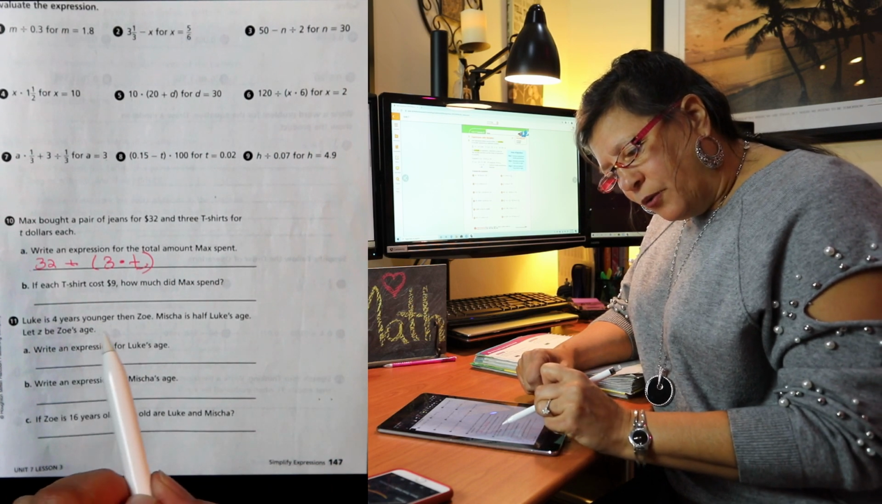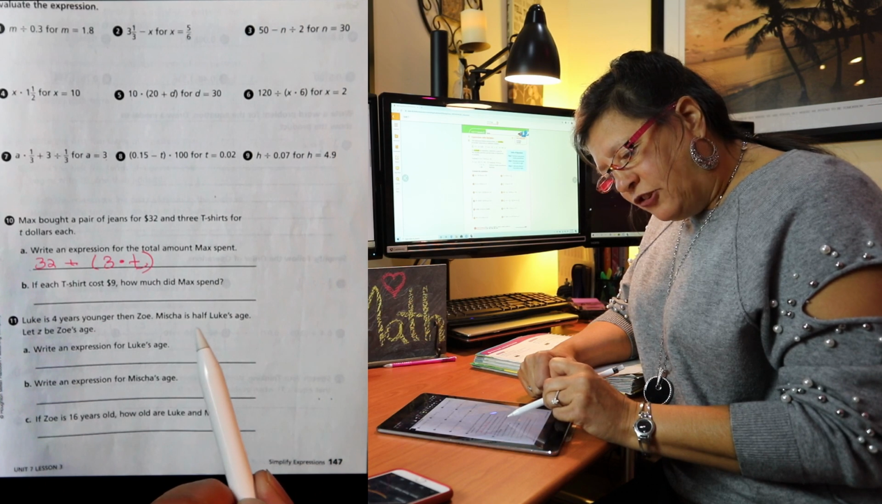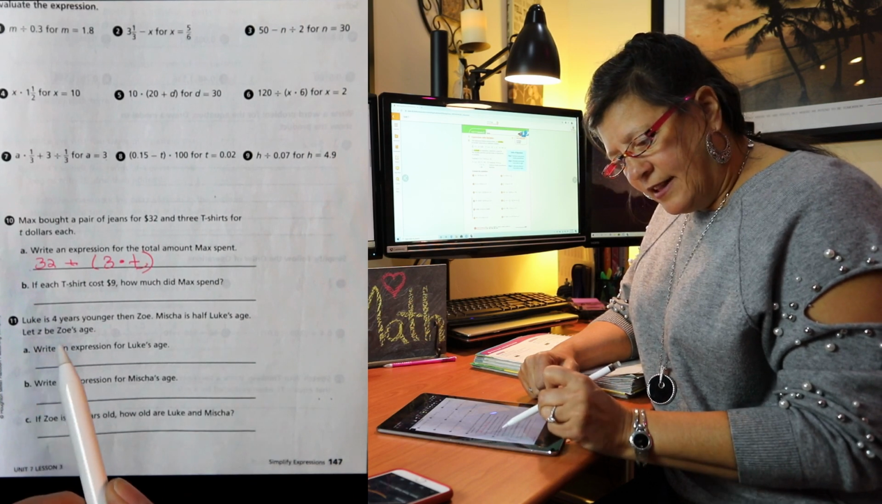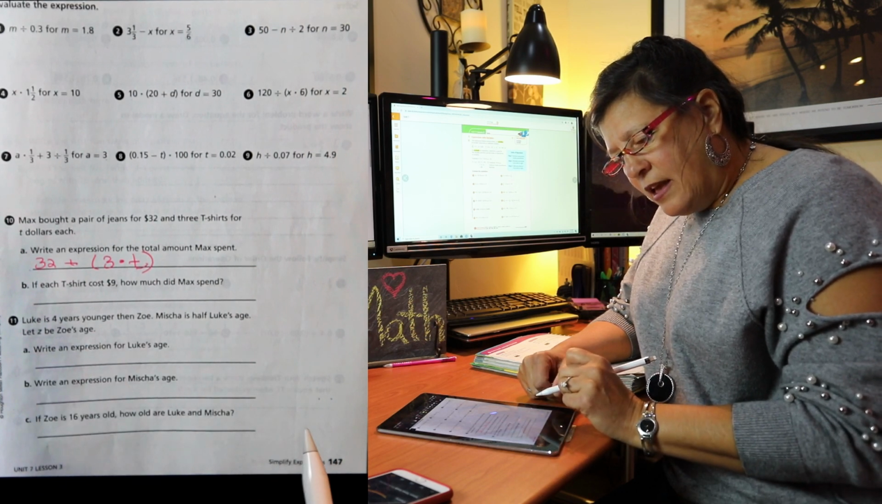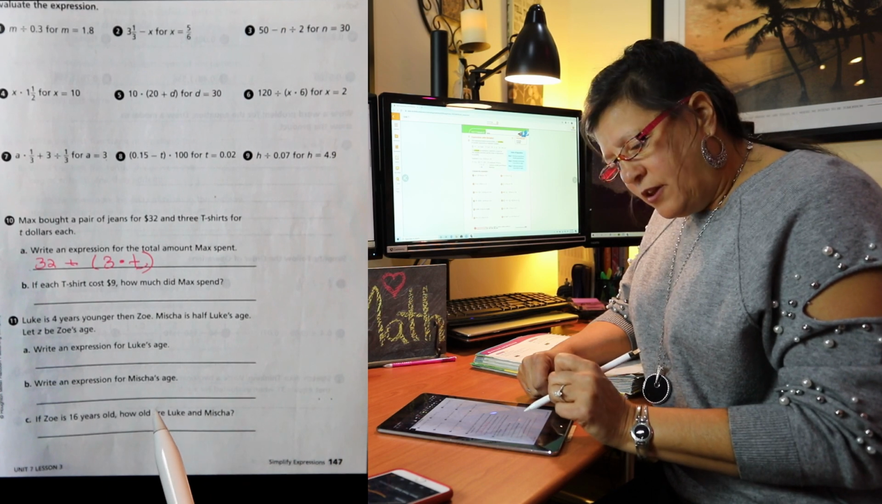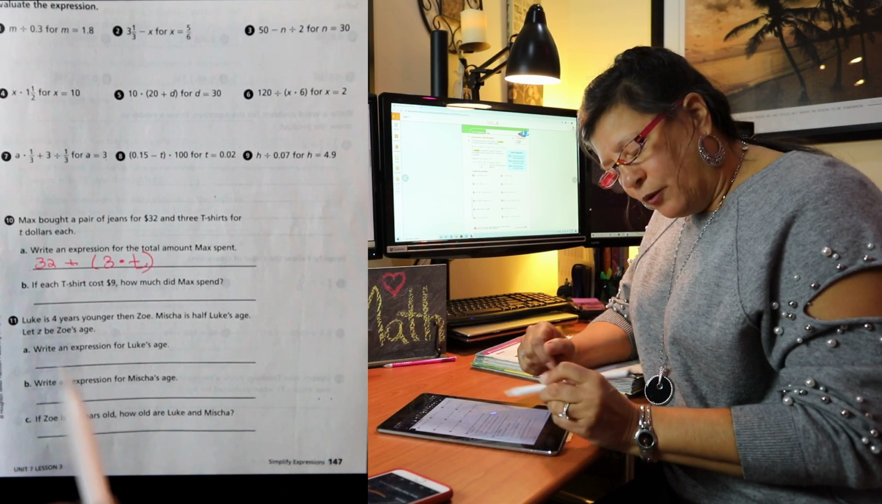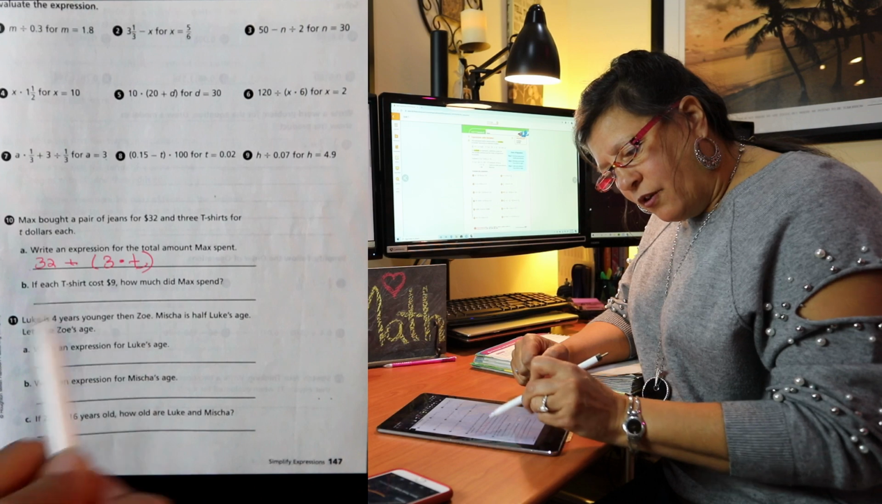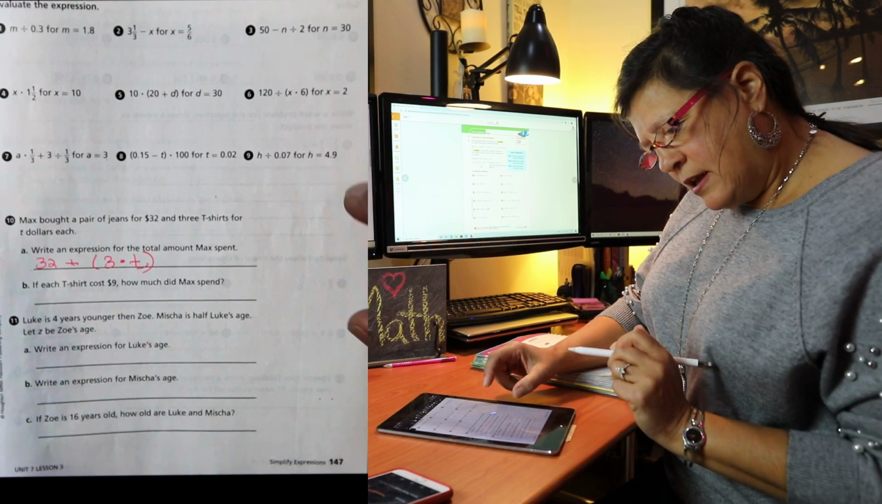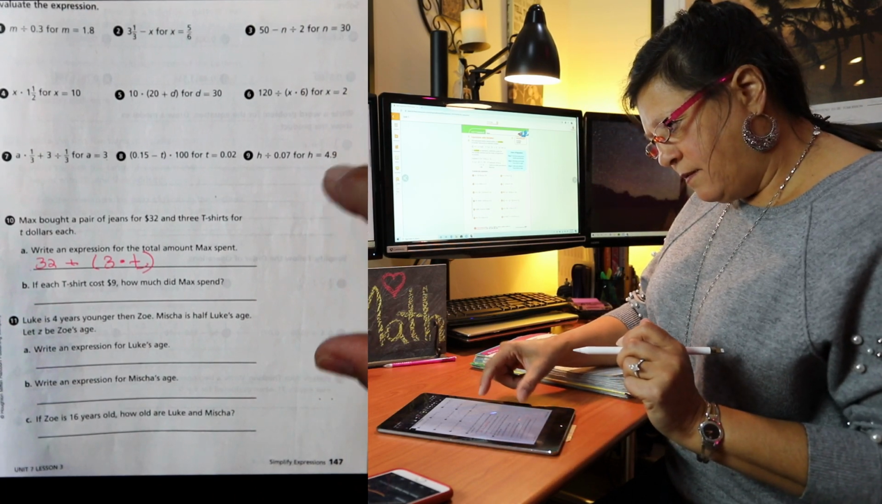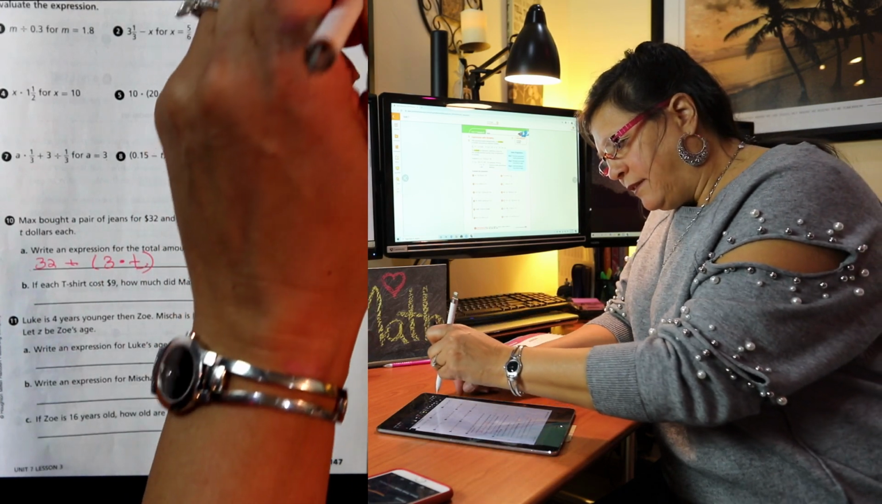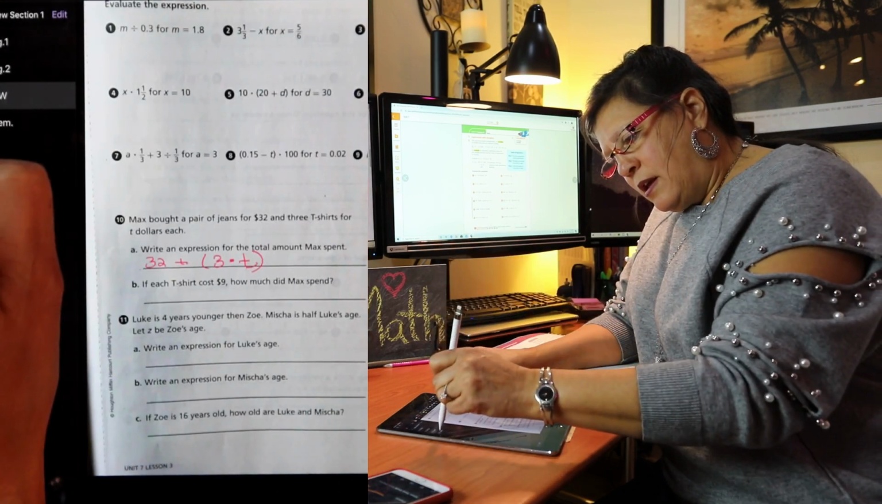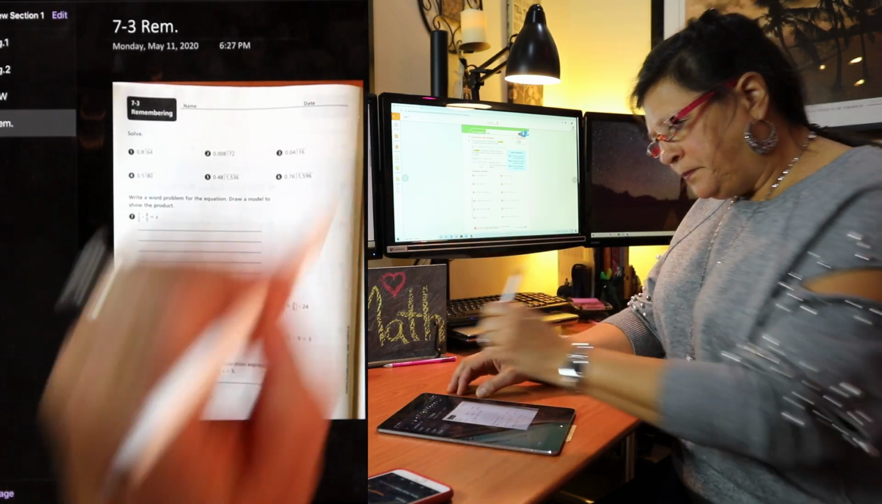Number 11, Luke is 4 years younger than Zoe. Mishka is half Luke's age. Let Z be Zoe's age. Go back to the activity that we did with the cat and the dog and the rabbit and see if you can solve for the ages. Okay, so use that activity to help you. And 7-3 remembering.